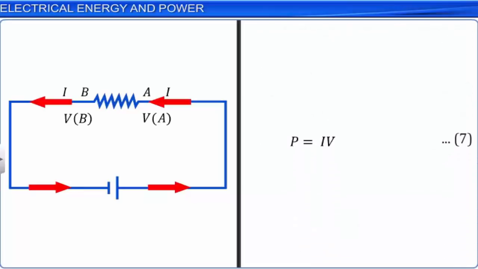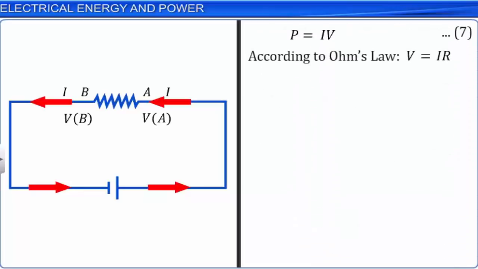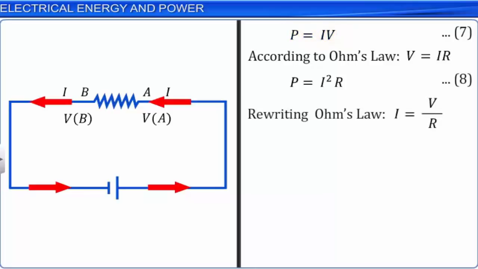According to Ohm's law, we have V is equal to IR. On substituting the value of V from Ohm's law in equation 7, we get P is equal to I square R. Let this be equation 8. Ohm's law can be rewritten as I is equal to V by R. Substituting the value of I in equation 8, we get P is equal to (V by R) whole square into R. This implies that P is equal to V square by R. Let this be equation 9.